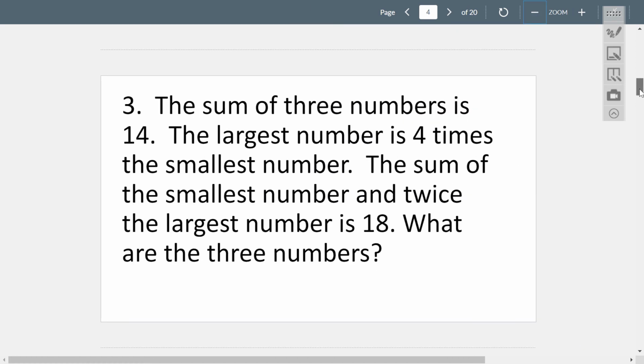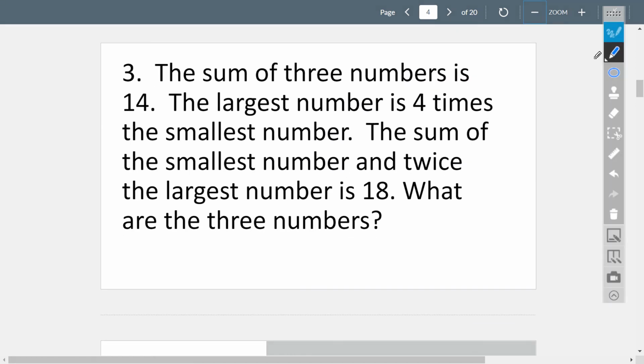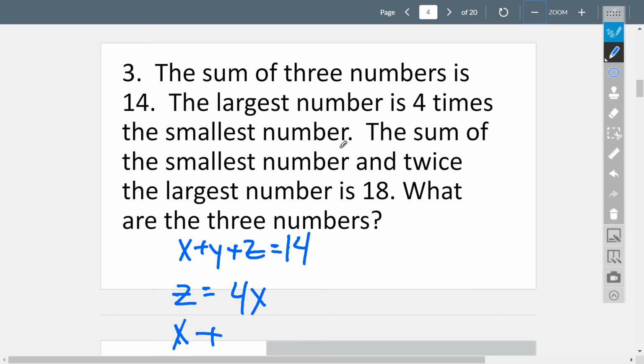The sum of three numbers is 14, so we have three numbers, x plus y plus z, and the sum of those is 14. The largest number, which we'll say is z, is 4 times the smallest number, which we'll say is x. The sum of the smallest number, so x, plus twice the largest number, so 2 times z, is equal to 18. What are the three numbers?